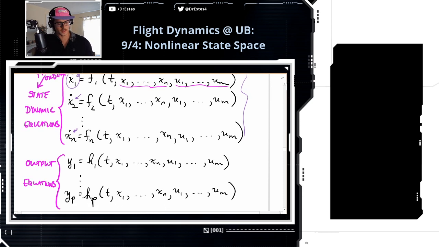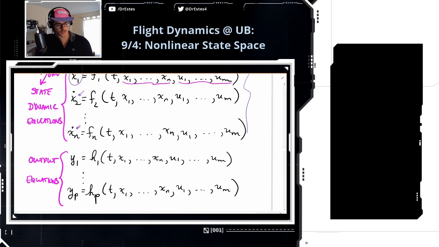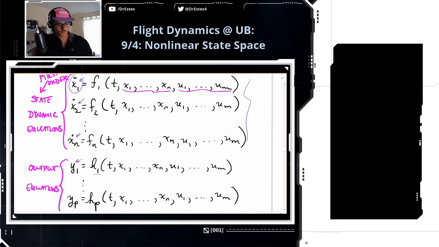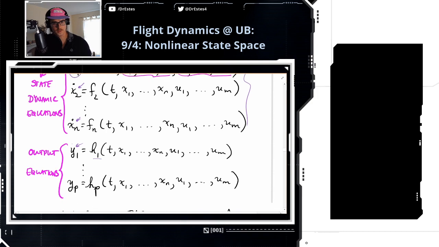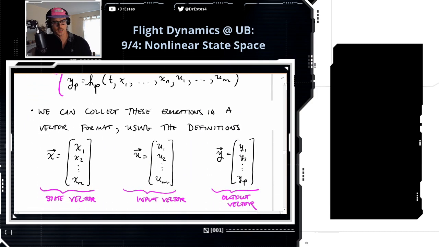All right. The output equations, we call these y1 through yp. These could also be nonlinear functions of the states and inputs, but notice these do not have a dot on top. They are not differential equations. These are just algebraic equations. All right, so that is state space form.